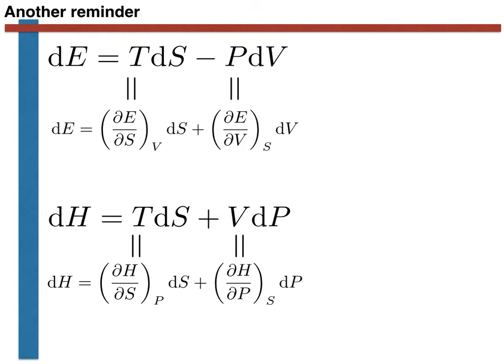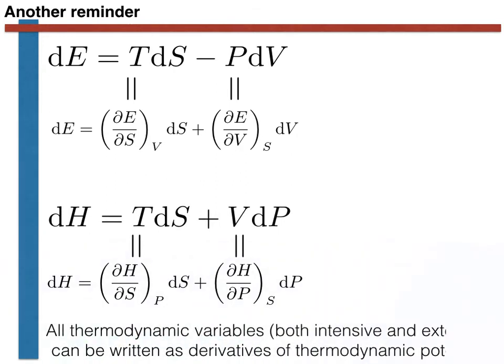If we play this game with all the various thermodynamic potentials, we thus find that all thermodynamic variables can be written as derivatives of thermodynamic potentials. We thus finally have a way of calculating the entropy. The entropy is minus the partial derivative of the free energy, Gibbs or Helmholtz, with respect to temperature. This derivative must be evaluated at constant P if we are looking at the Gibbs free energy, and at constant V if we are looking at the Helmholtz free energy. Once again, though, I will leave the derivation of these results as an exercise.